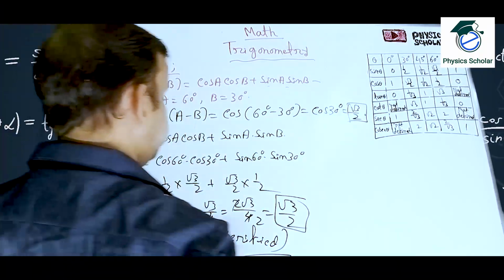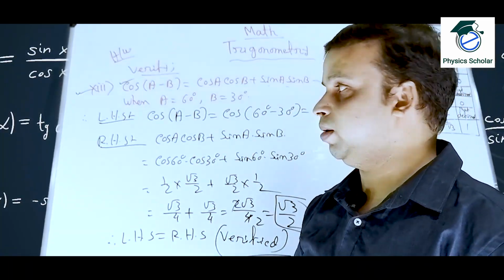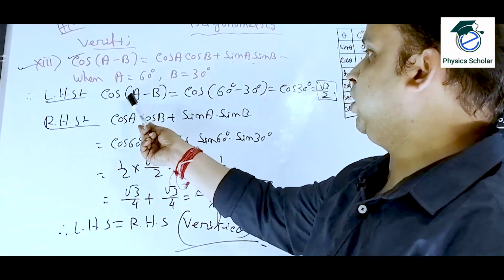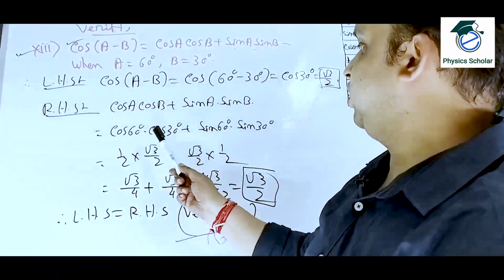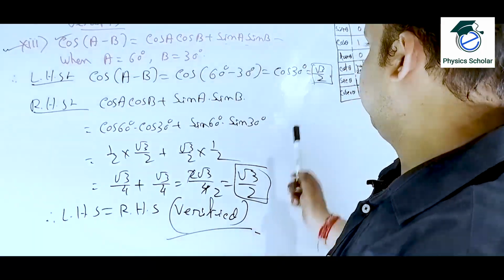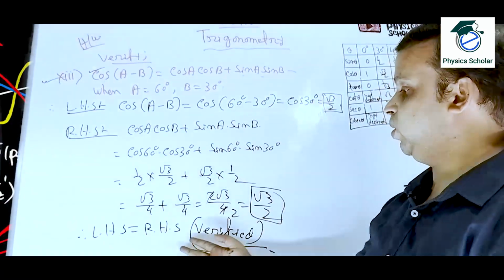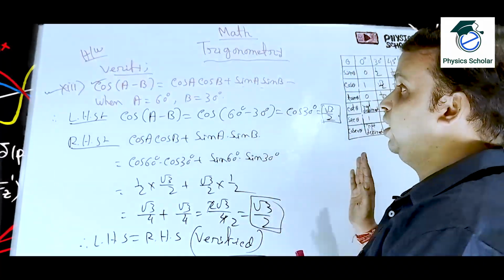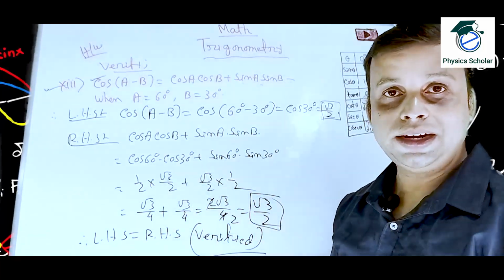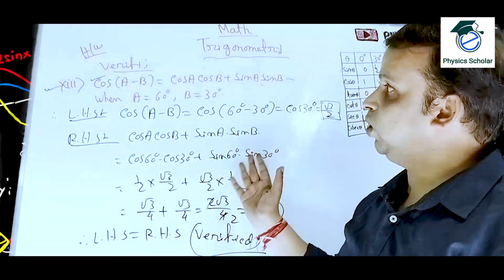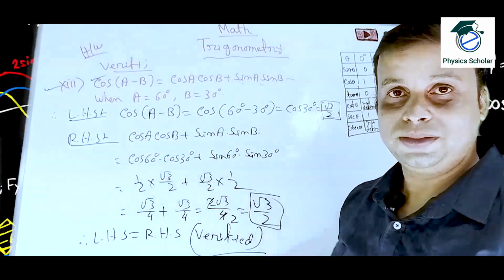We have to verify that if the values of A and B are 60 and 30, then cos of A minus B is equal to cos A cos B plus sin A sin B. On the left hand side we are putting the values of A and B, and on the right hand side we are putting the values of cos 60, cos 30, sin 60 and sin 30. Both the left hand side and right hand side are the same. That's why we can write left hand side equal to right hand side. It is verified. Clear? Now the last sum, which was given as your homework, and then we will move to the new and fresh sums. Let me solve sum number 14, which was given as your homework, the last sum. Clear?